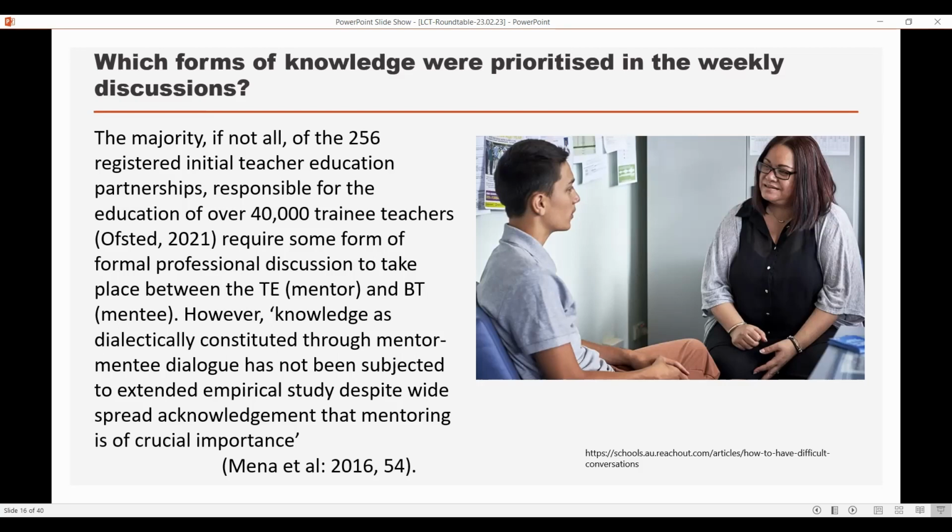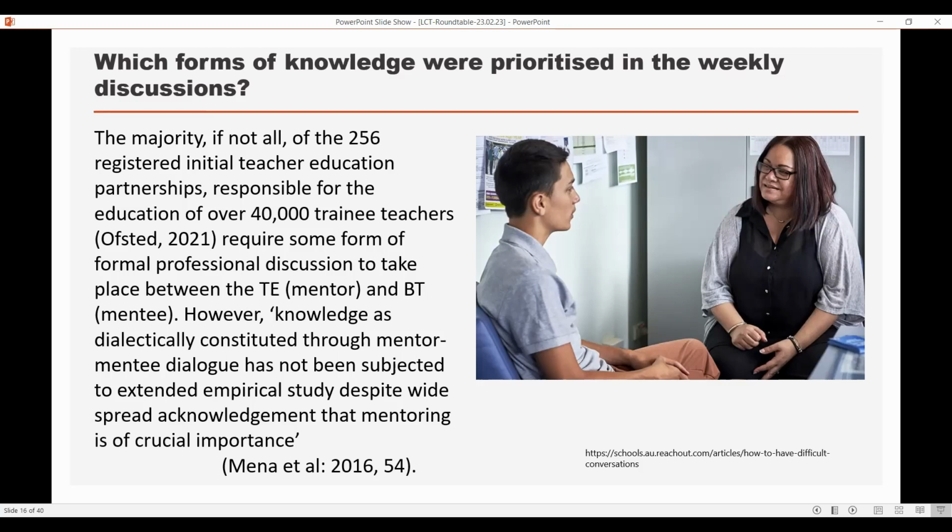So dialogue was chosen because all providers, whether they're school-based or HEI-based, are required to have some form of professional discussion. So it is recognised that in terms of developing an understanding of professional practice, that discussion or dialogue is important. In my research, I use the term teacher educator to represent the mentor, and beginning teacher, BT, to represent the mentee. One of the things that I found is that dialogue is very rarely analysed in terms of its knowledge structuring, in terms of its epistemological value.